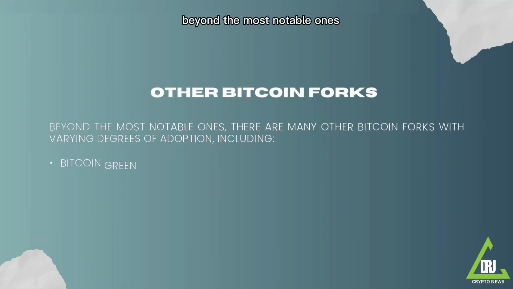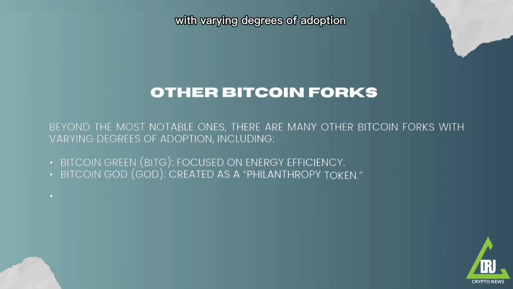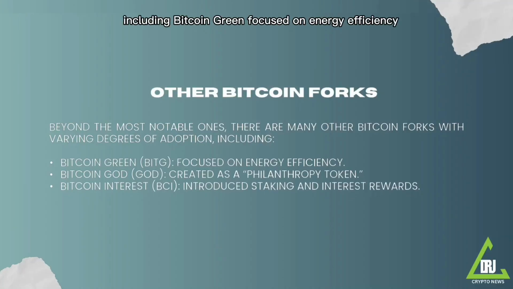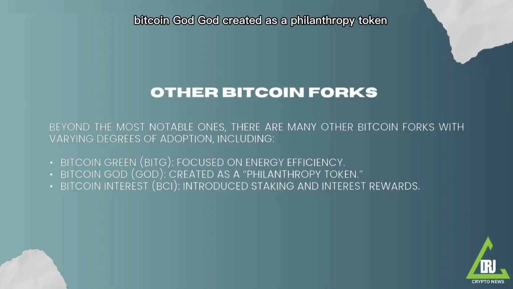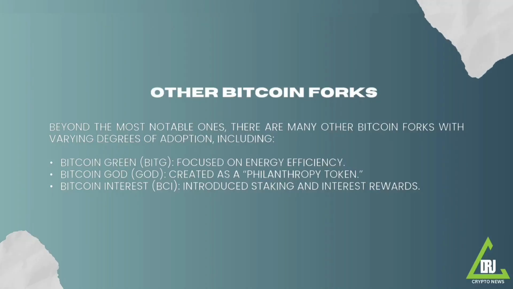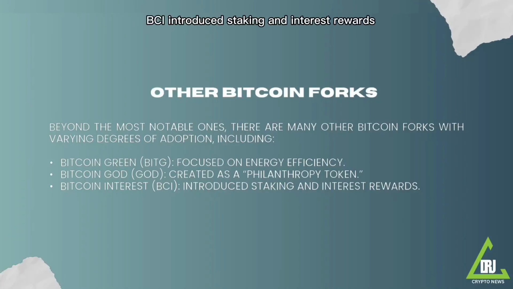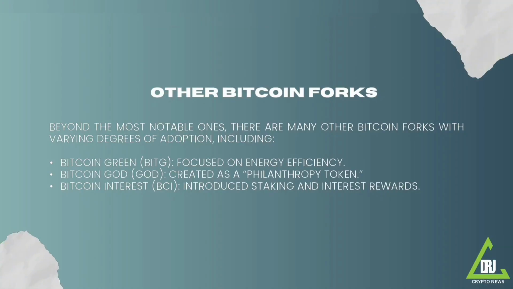Beyond the most notable ones, there are many other Bitcoin forks with varying degrees of adoption, including Bitcoin Green, focused on energy efficiency, Bitcoin God created as a philanthropy token. Bitcoin Interest, BCI, introduced staking and interest rewards.